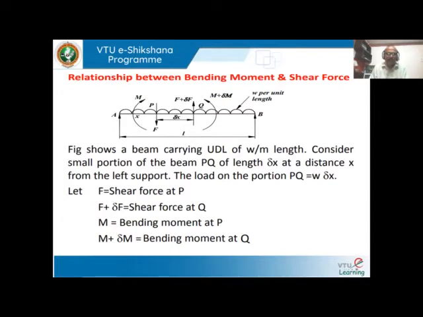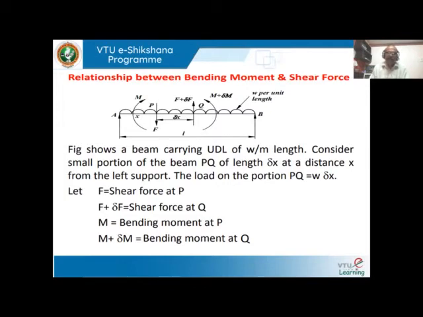So let us say that the resultant effect of that support reaction at A and that UDL acting to the left of that point P, let us take that as downward force F at point P. And again, due to that distance from A to P, where we have considered, there will also be the resultant effect of that. Because of that distance, moment will be there. So at point P, we'll have a downward force F and a clockwise moment M as shown in figure.